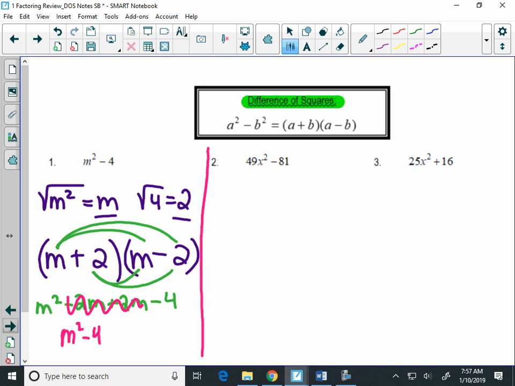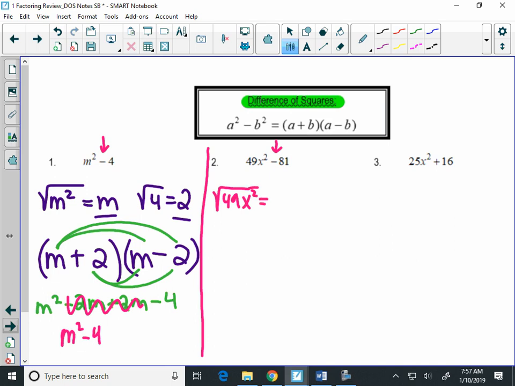Now, one thing I didn't do in the first column is you have to make sure there is a minus sign and there's no GCF. So when I look at number 2, I have 49x squared minus 81. I do have a minus sign, so I'm allowed to do the difference of squares. And then I look for a GCF. 49 and 81 don't have anything in common. So I can go ahead and take the square root of each term.